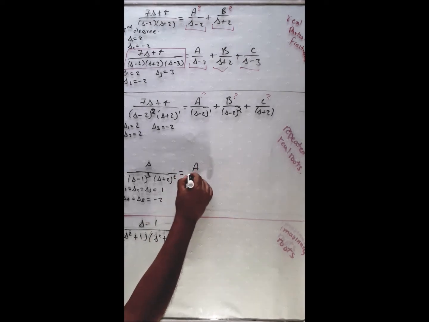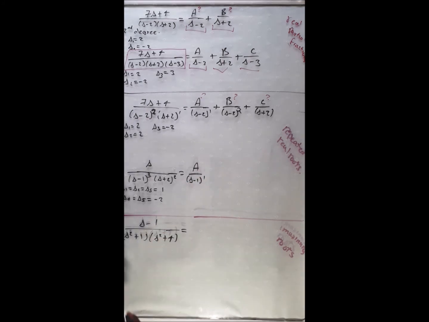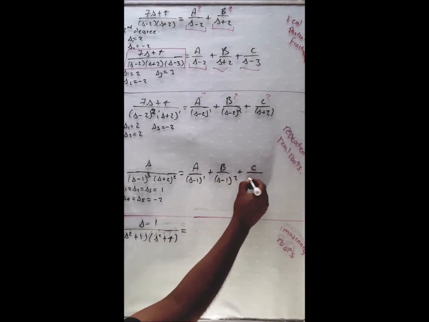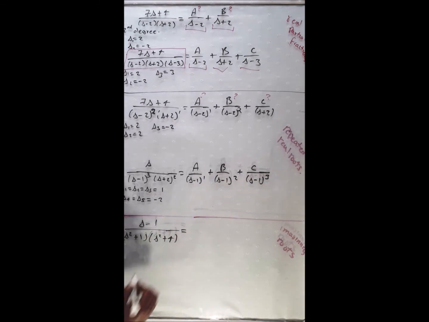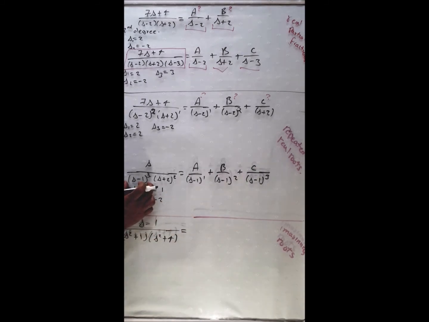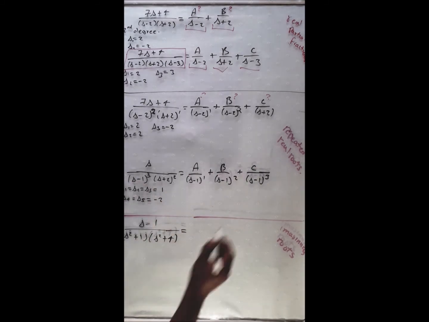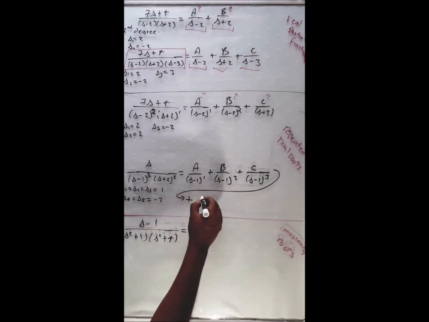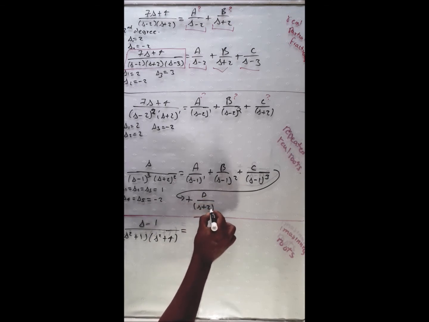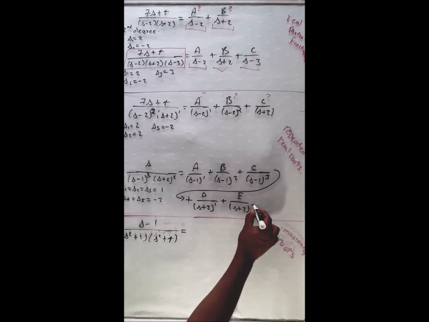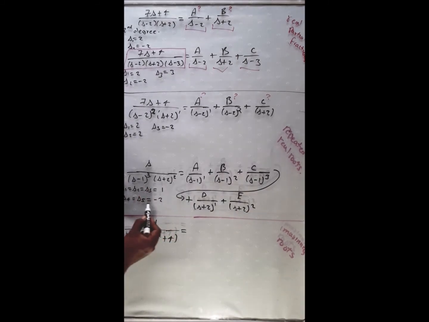It's going to be A over s minus 1 to the power of 1, so that is the first root, and then plus B over s minus 1 squared, that is for the second root, and then C over s minus 1 to the power of 3, and that is for the third root. And then here 1, 2, and 3 comprises all these together. And then I'm going to continue over here, plus, this is 2 times, so it's going to be D over s plus 2 power 1, plus E over s plus 2 squared. And then you have covered the 2 roots here.